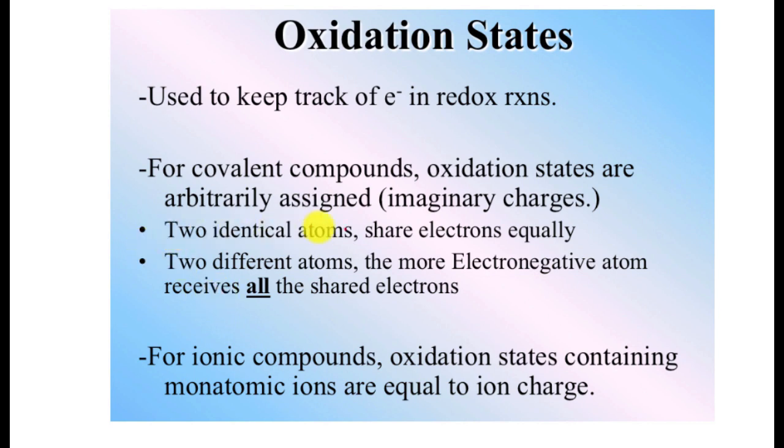Anyway, two identical atoms are going to share equally. With two different atoms, the more electronegative element is going to receive all the electrons. So when we have shared electrons in covalent compounds, we're going to keep track of the electrons by making this rule happen. If the atoms are sharing electrons, the more electronegative element is always going to get those electrons. Now we know that's not true, but for the sake of oxidation states, we're going to make that true.